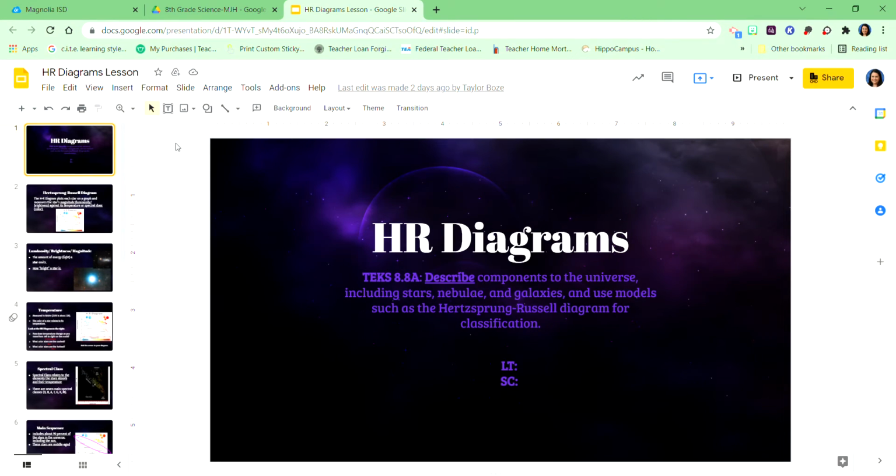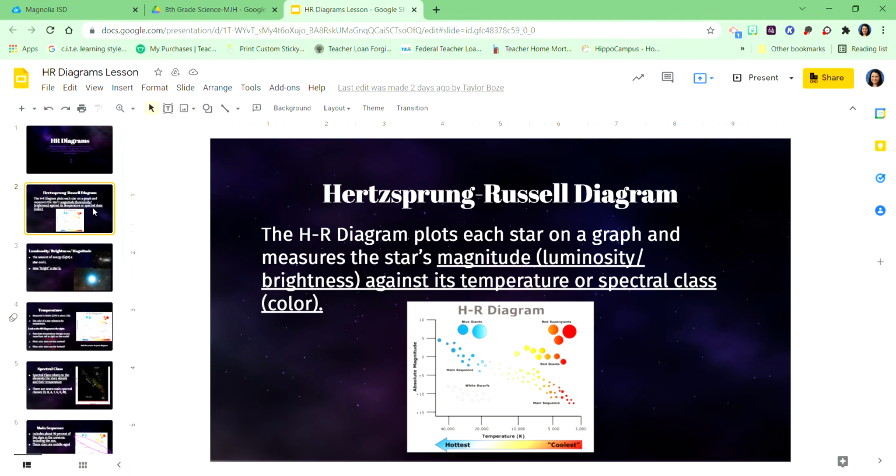All right. These notes are going to be over the HR diagram. So the HR diagram is a short name for Hertzsprung-Russell diagram, and the HR diagram plots each star on a graph and measures the star's magnitude, so luminosity or brightness, against its temperature or spectral class or color. So on the up and down, that is magnitude or brightness, how bright it is and how big it is. And then on the bottom, it is the temperature.